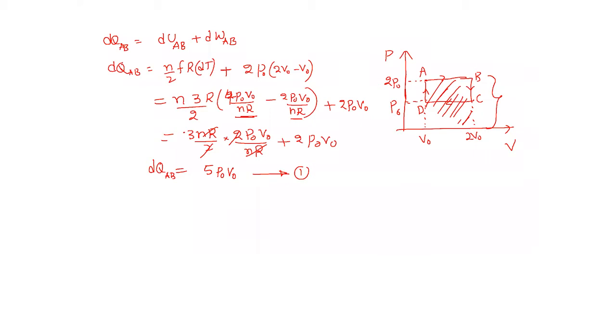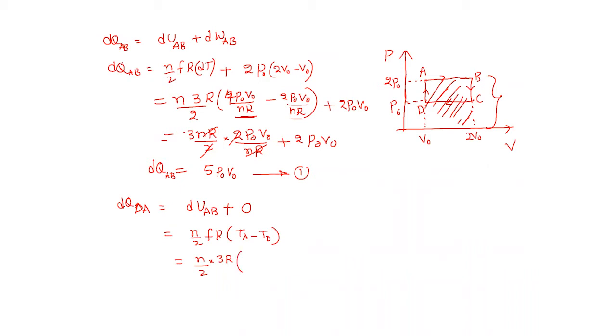Now, heat is not supplied to the gas in the process B to C and C to D. Again in the process D to A, what is the heat supplied? It is an isochoric process, so work done is 0. Only there will be a change in internal energy. So here again apply the formula n by 2 f R dT. What is the dT value? TA minus TD. n we don't know, by 2, f is 3, R.